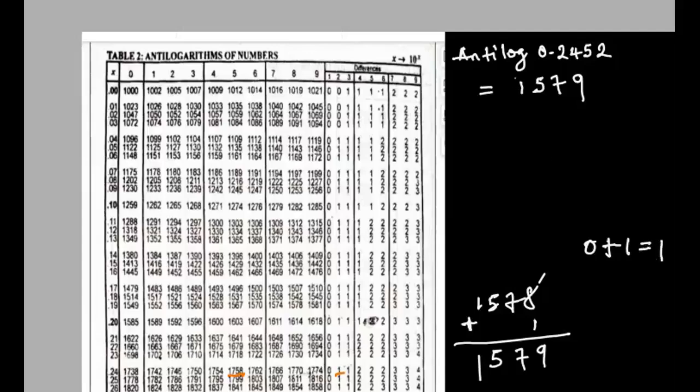So in this case, I'll move my decimal 1 time forward. That is what it means. I'll move it 1 time forward. Yes. So my answer now becomes 1.579.